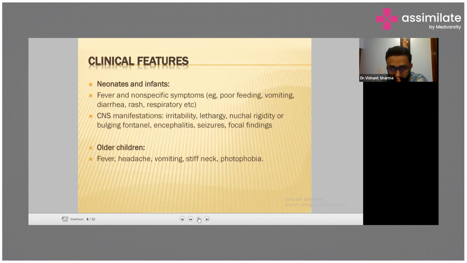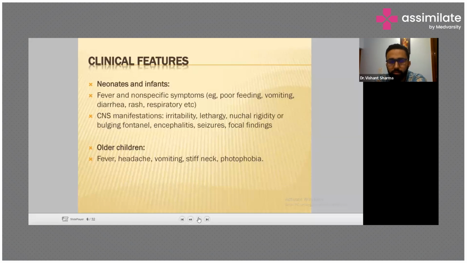So clinical features we see in neonates and infants, as I told, are fever and non-specific features like poor feeding, vomiting, diarrhea. These are common symptoms that we see in any child or infant when they come to us. The basic history that we take: is the patient feeding properly? Are there any episodes of vomiting, diarrhea, or any rash or respiratory symptoms? When we proceed for any clinical examination of the baby, we always go with the ABCDE, as I told in my sessions. D is disability, and E is exposure, where we check for the rash. A is airway, B is breathing, C is circulation.